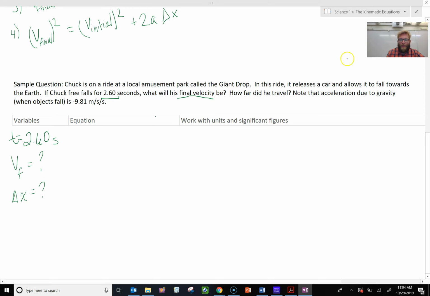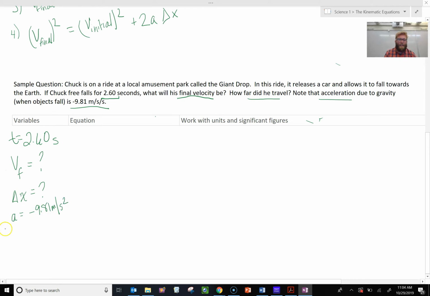We don't know what that is. So how far did it travel? Okay, so we need to know that. So we got to find that value. How far did we travel? And then it tells us that acceleration is negative 9.81 meters per second squared. So we know acceleration is equal to negative 9.81 meters per second squared.